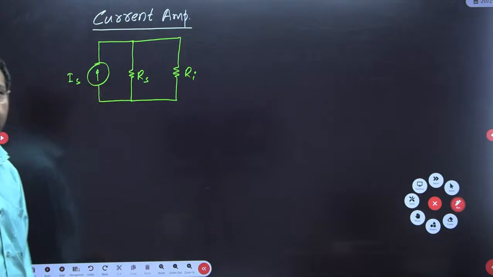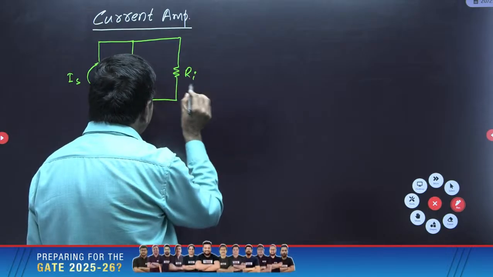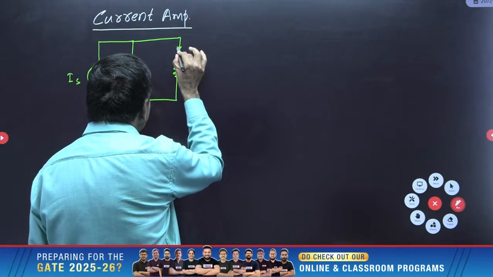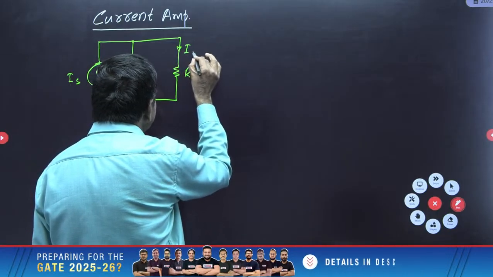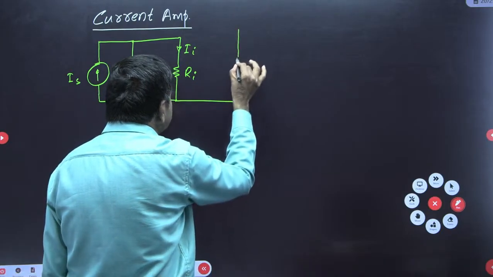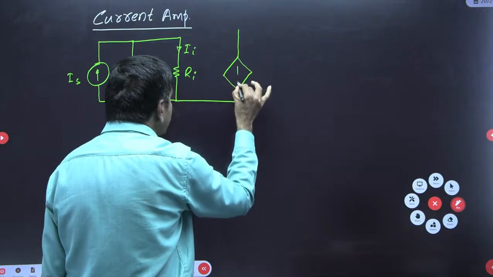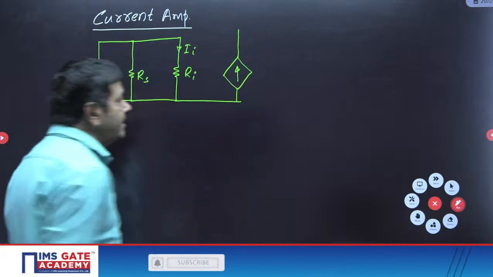This is Ri. In the Norton's equivalent circuit, you have to give importance to the current. This is I suffix i, the input current. This must be the Norton's equivalent circuit. Norton's means the current source; we need to draw it in this direction.